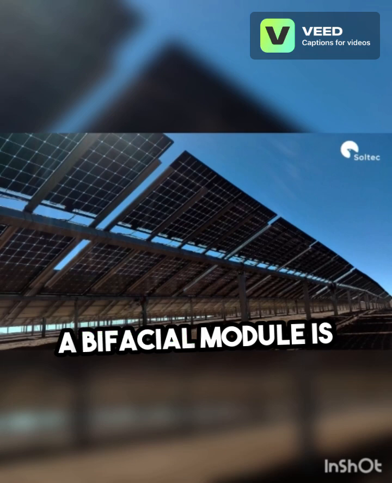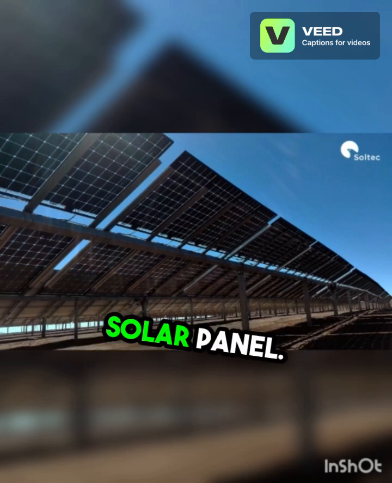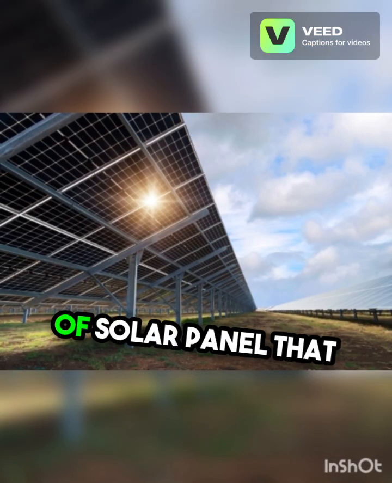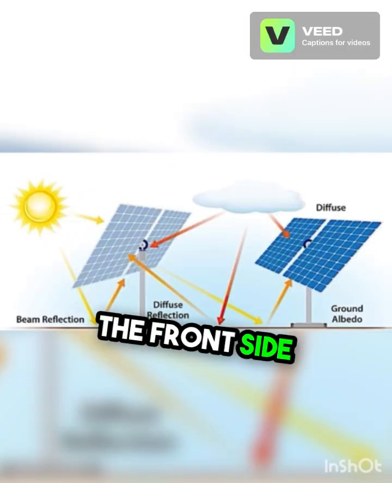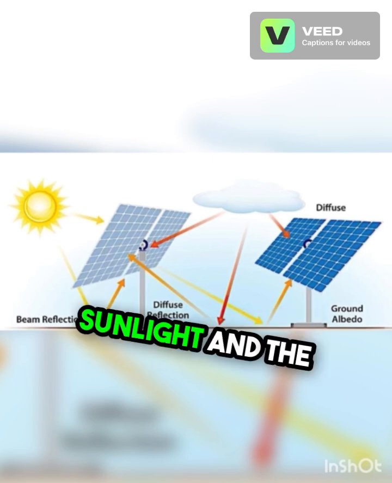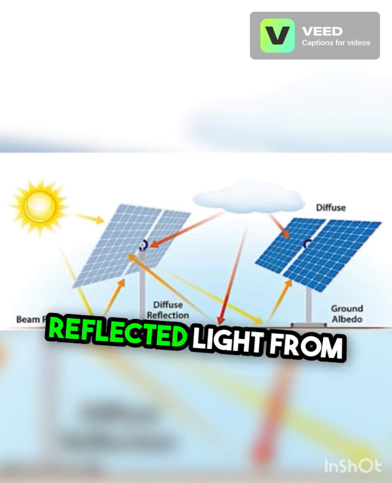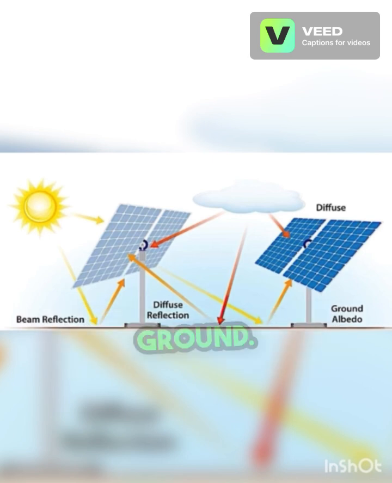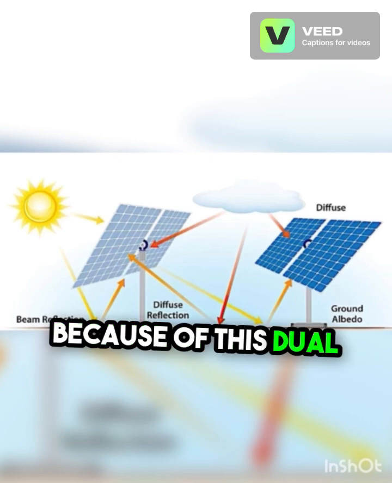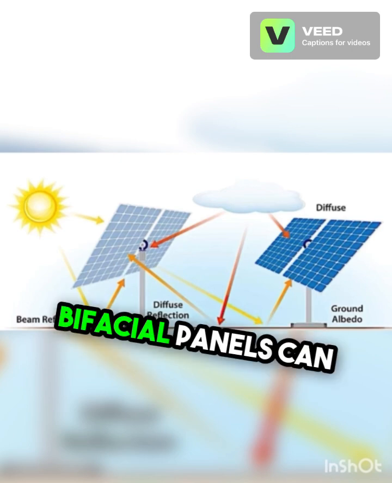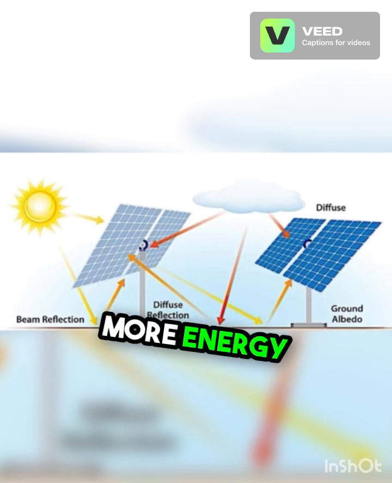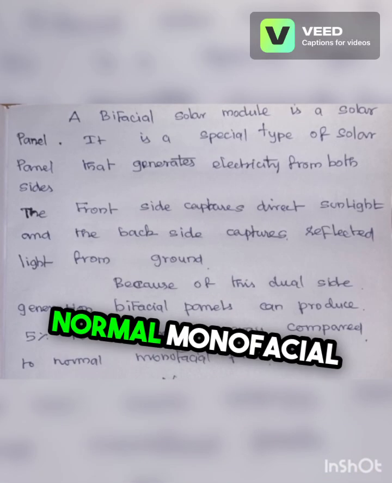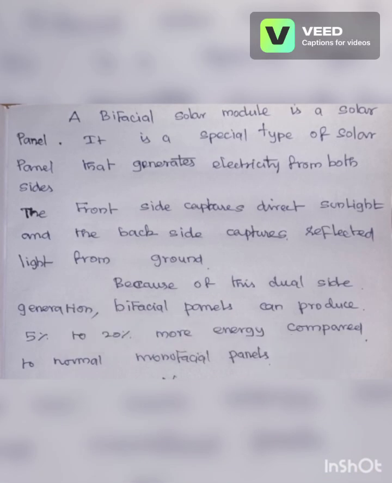A bifacial module is a special type of solar panel that generates electricity from both sides. The front side captures direct sunlight and the back side captures reflected light from the ground. Because of this dual side generation, bifacial panels can produce 5 to 20% more energy compared to normal monofacial panels.